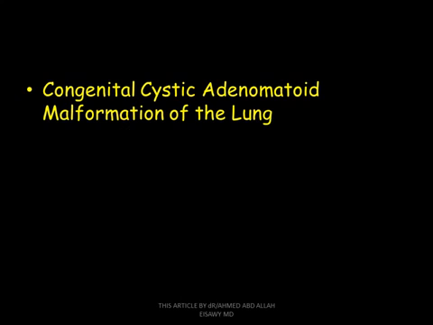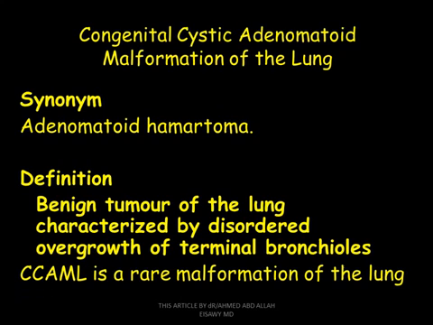Congenital cystic adenomatoid malformation of the lung. Congenital cystic adenomatoid malformation of the lung, adenomatoid hamartoma. It is a benign tumor of the lung characterized by disordered overgrowth of terminal bronchioles. Congenital cystic adenomatoid malformation is a rare malformation of the lung.